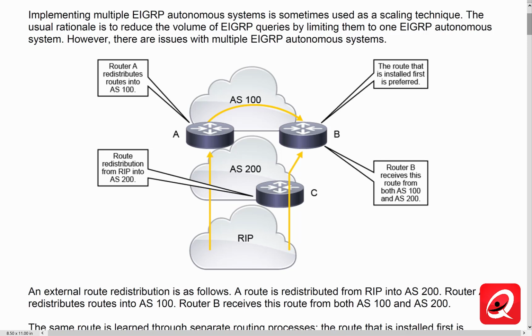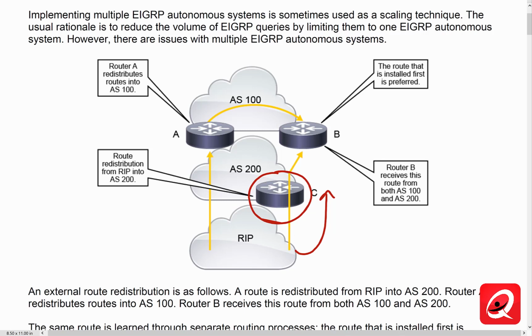If you have multiple EIGRP autonomous systems, there are some considerations to take into account. Now, in this particular topology, we're seeing a couple of things happen here. We've got a redistribution point here. That means we're taking routes from RIP and we're sending them into EIGRP.